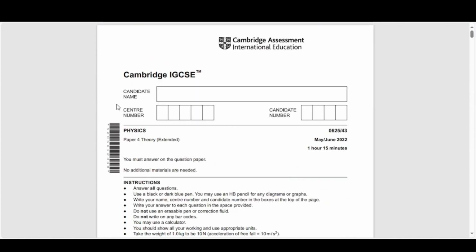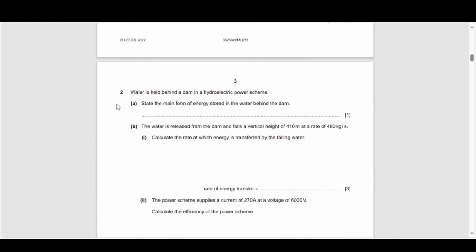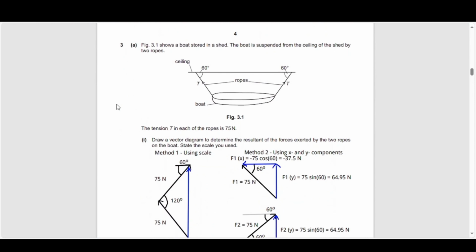So continuing on with May-June 2022, paper 4.3. This paper's got a very good question on resultant force, so we will be looking at that question. So there it is, 3A. Figure 3.1 shows a boat stored in a shed. The boat is suspended from the ceiling of the shed by 2 ropes. So you've got 2 ropes, you've got a boat.